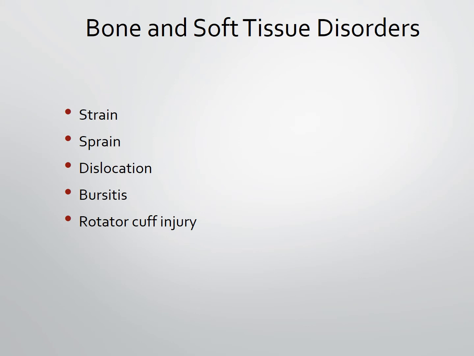So here we're revisiting a few things, bone and soft tissue disorders. So we're going to go in depth a little bit on strains, sprains, dislocation, bursitis, and rotator cuff injuries.